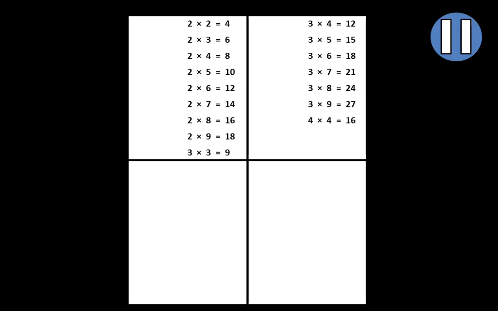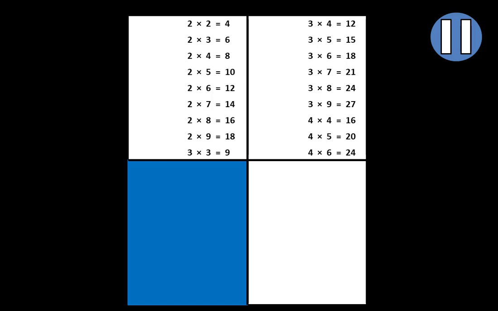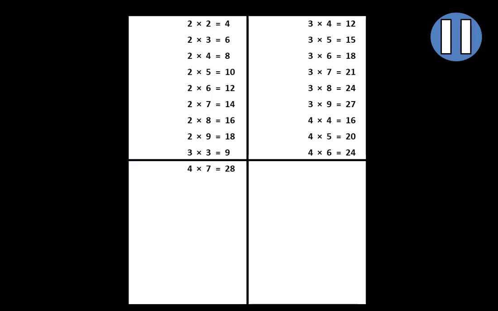4 times 4 is equal to 16. 4 times 5 is equal to 20. 4 times 6 is equal to 24. In this area, write 4 times 7 is equal to 28. 4 times 8 is equal to 32. 4 times 9 is equal to 36.